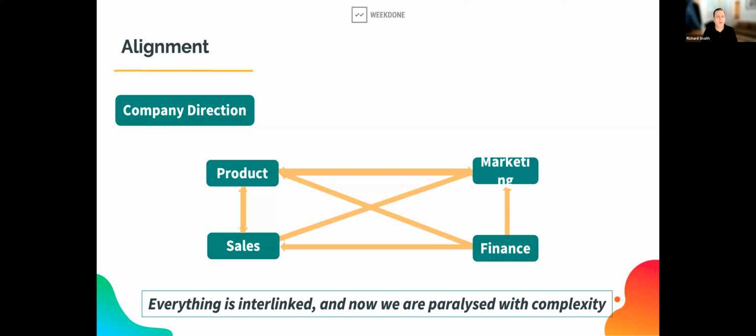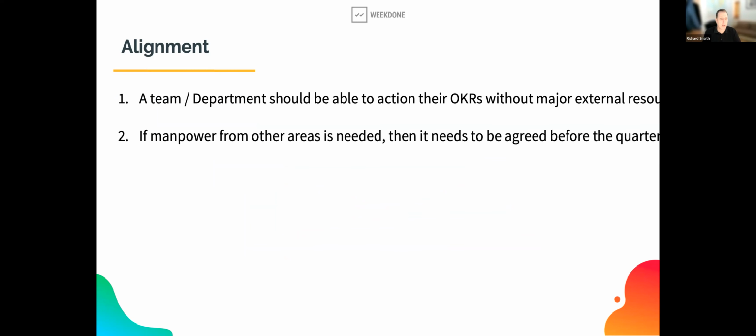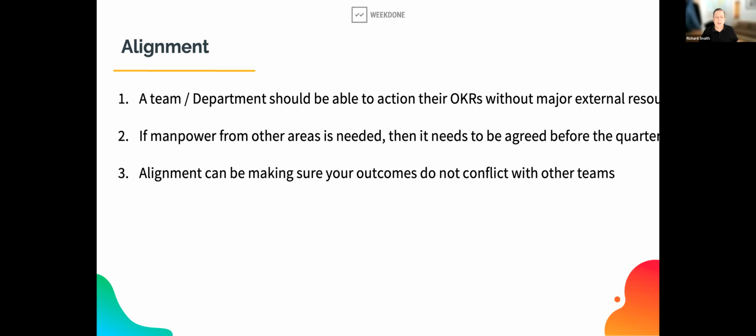The thing not to do with OKRs is start with this mindset of saying what everybody else needs to do. What you need to start with is that a team or department should be able to action their own OKRs without major external resources. If manpower from other areas is needed, it needs to be agreed before the quarter. We need to sit and discuss if we need an increase in leads from marketing, or if we need to increase people to achieve the objective we want. We need to make sure it's agreed with finance. If we don't have the money or we can't get that agreement, we need to change what our plan is.